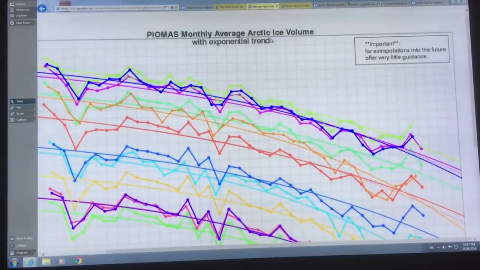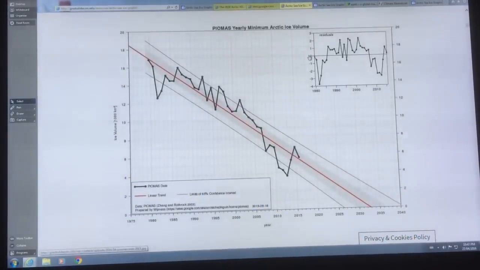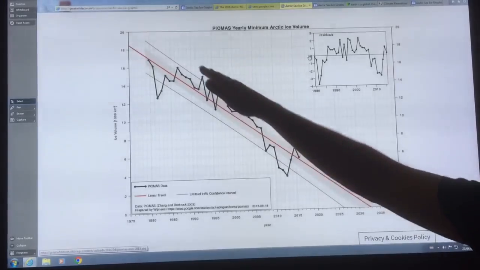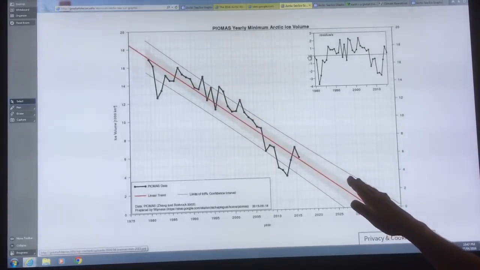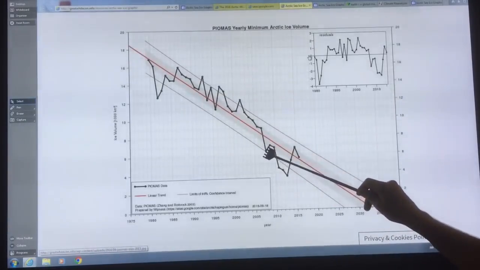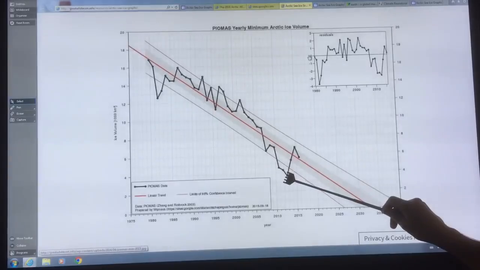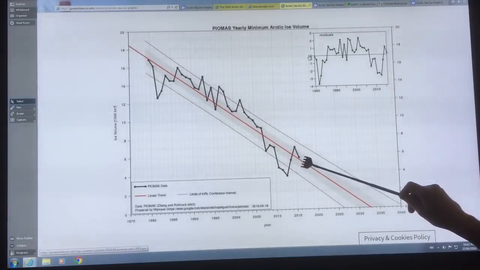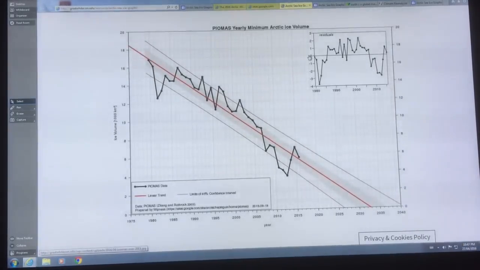Okay, so what I'm going to show now is the yearly minimum Arctic ice volume over time. And this is fitted to a linear curve instead of an exponential curve. And this is what we have here. So we had a minimum in 2007, another minimum in 2012, and this is where we've been in the last couple of years. So we'll have a look at what's happening now.